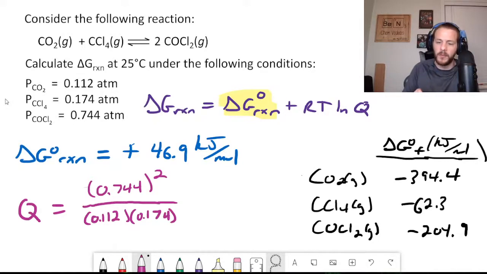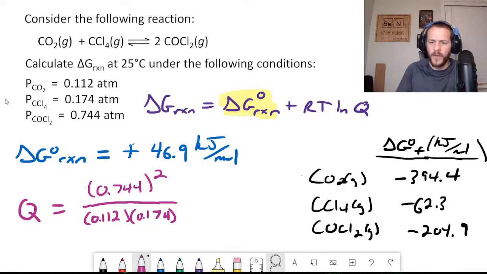Let me calculate this one again. Anybody watching who would like to calculate this, I would sure appreciate it. So we have 0.744 squared divided by the product of 0.112 and 0.174.